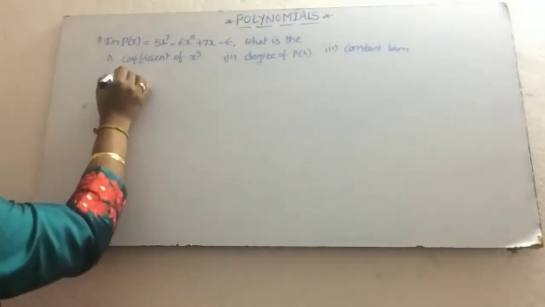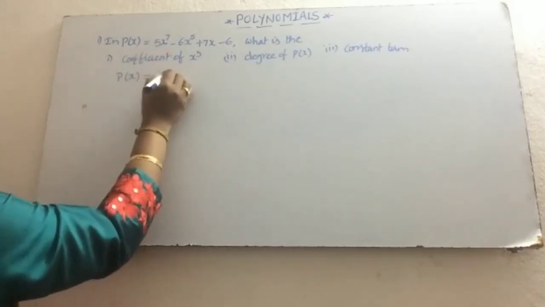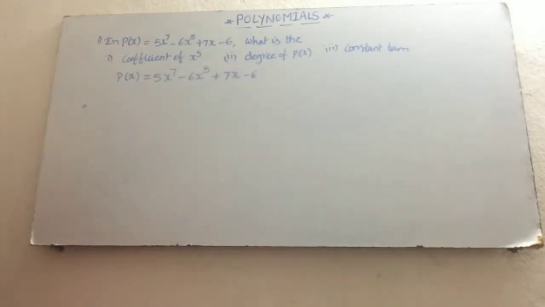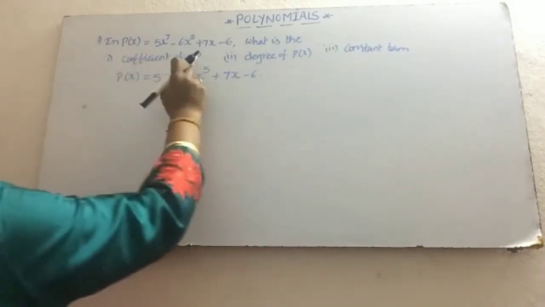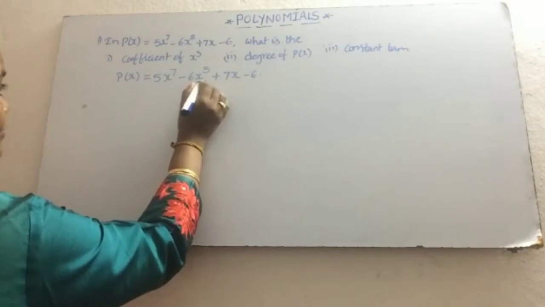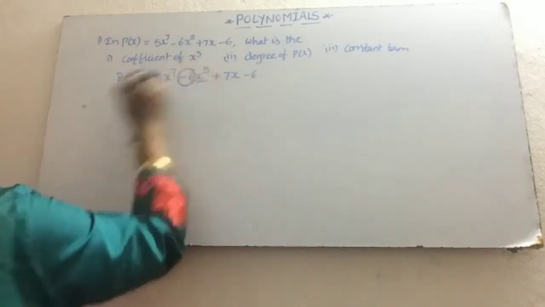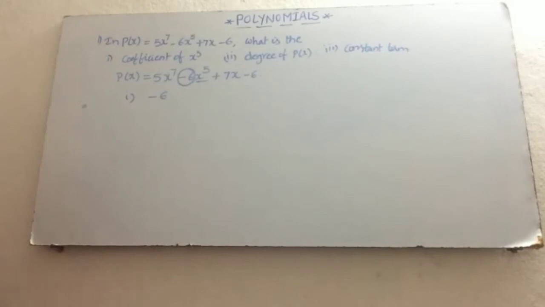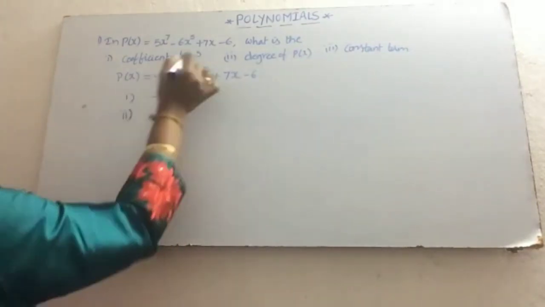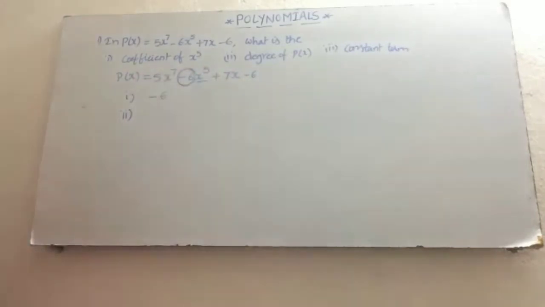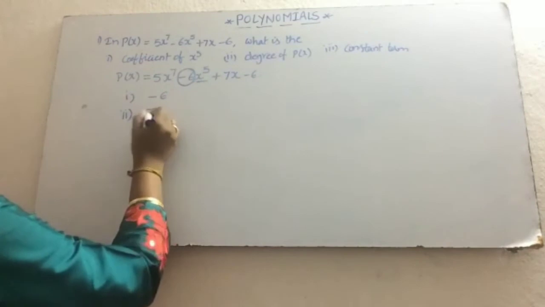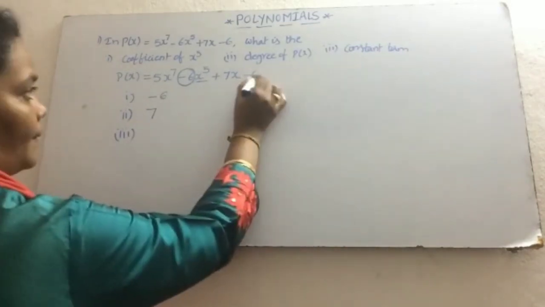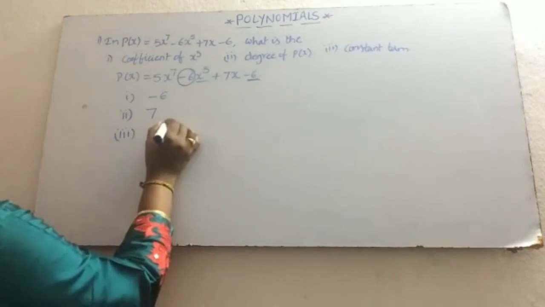Observe here, they gave the polynomial p of x equal to 5x power 7 minus 6x power 5 plus 7x minus 6. First, what is the coefficient of x power 5? Minus 6 is the coefficient of x power 5. And what is the degree of p of x? Highest power of the polynomial. What is the highest power here? 7. 7 is the degree of the polynomial. And what is the constant term? Minus 6 is the constant term.